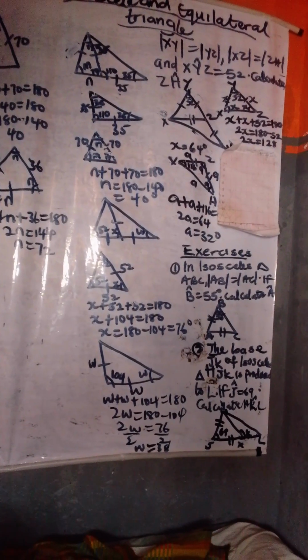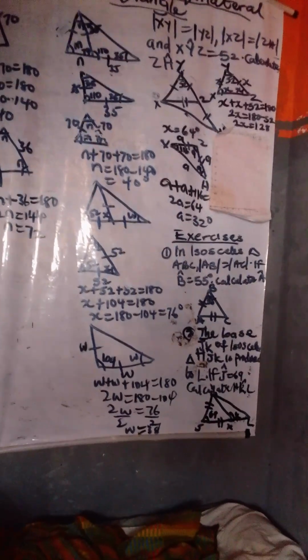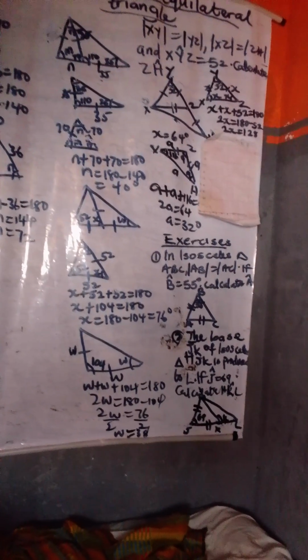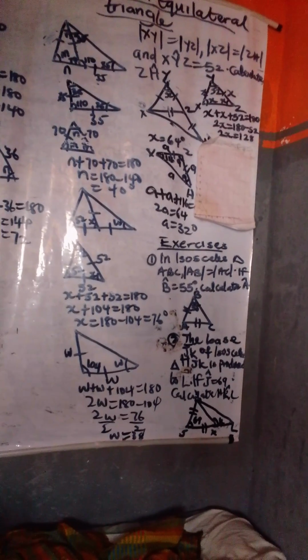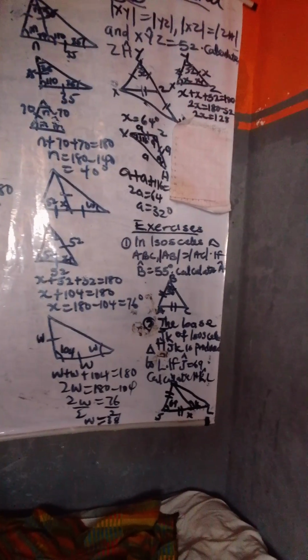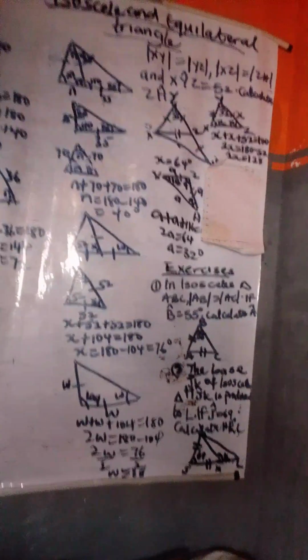The second exercise I wanted to try is the isosceles triangle. We have ABC. AB is equal to AC. B is 55. Calculate A. So in this isosceles triangle, note two sides must be equal. When the two sides are equal, like the one I represented, you can use one single arrow, or you can use two single arrows. It still means they are equal.